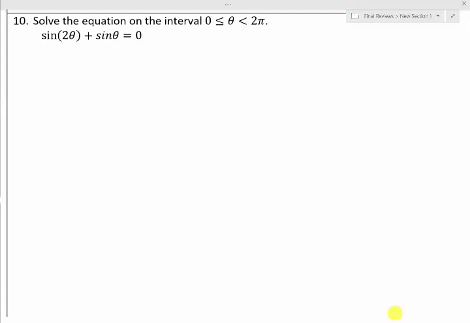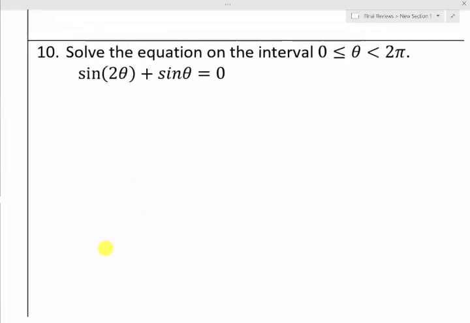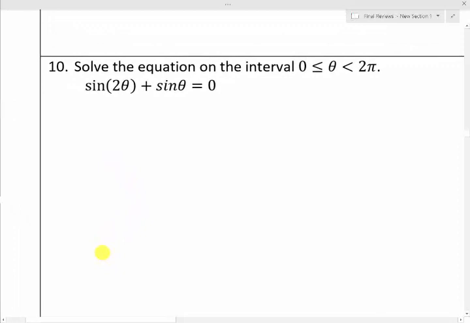So here I have sine of 2 theta and sine of theta. First thing I want to do is to get our arguments the same. So I want to get either theta or 2 theta in both of my arguments, because that's going to make things a lot easier. Easiest way for us to do this is to use our double angle formula for sine and make sine of 2 theta into 2 times the sine of theta times the cosine of theta.